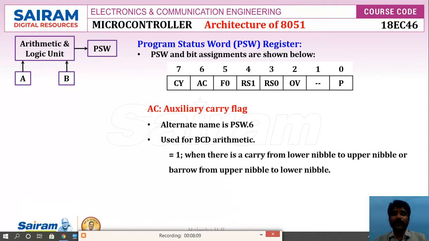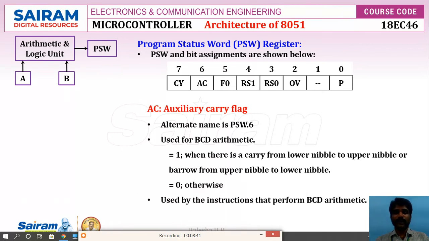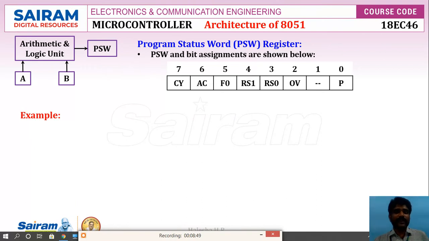Here we call 8-bit data a byte, 16-bit data a word and 4-bit data a nibble. 8-bit data contains 2 nibbles, lower nibble and upper nibble. If there is a carry from lower nibble to upper nibble, the auxiliary carry flag will be set. Or in case of subtraction, if a borrow is needed for the lower nibble from the upper nibble, it is set to 1. Otherwise it is 0. So it is mainly used in instructions that perform BCD arithmetic. Okay, fine. Now we'll see one example.